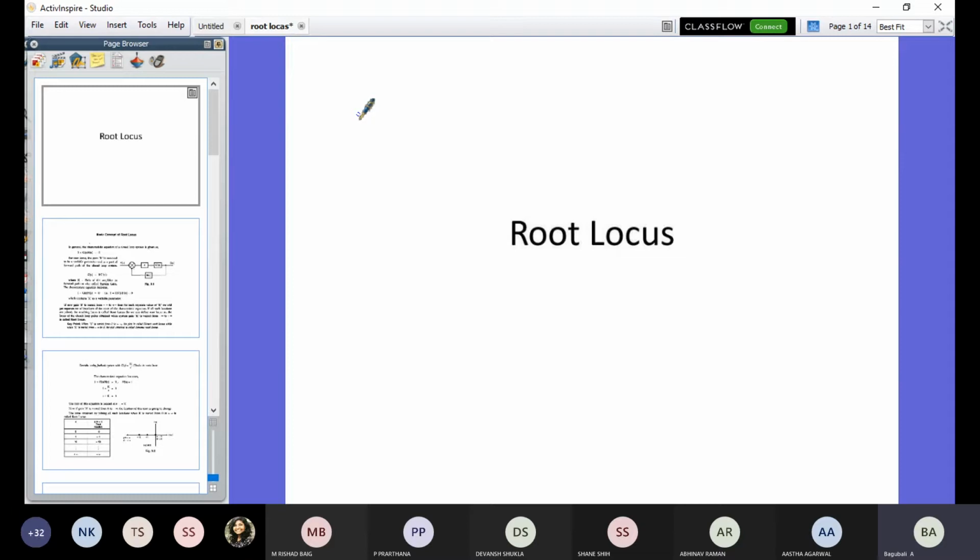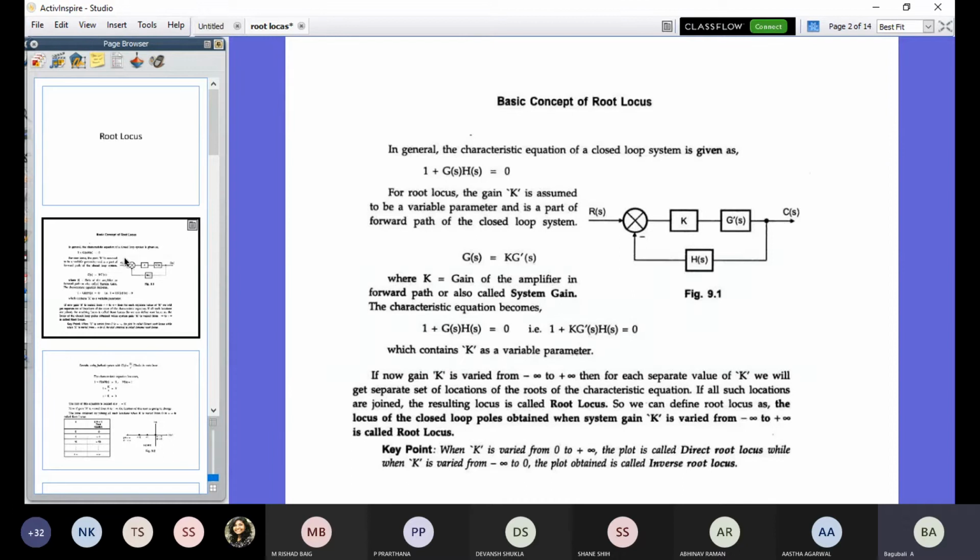Do you have any doubt in those points? Are all of you clear about that? Routh-Hurwitz? Yes, sir. Okay, dear. Next, root locus plot.